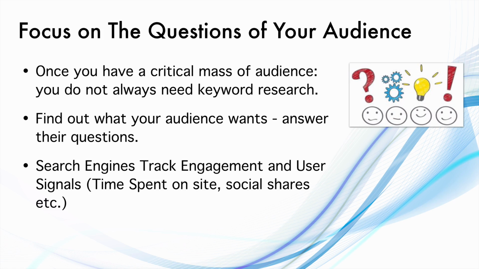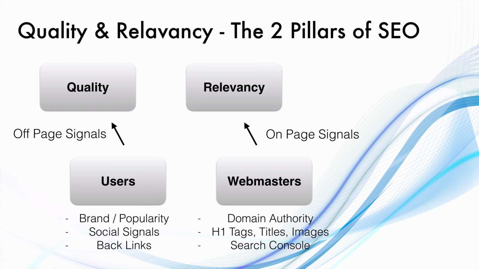So when you are looking at the keyword research or the content that you are publishing, it's more about relevancy, and when you are looking at user engagement, it's more about quality. So let me give you a simple framework to think about that. Quality and relevancy are the two main pillars of SEO. Search engines rank websites according to quality and relevancy, and both are very important.